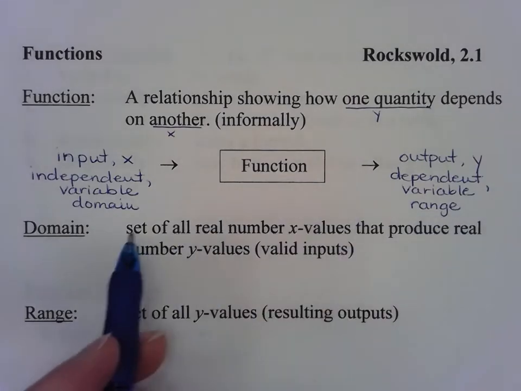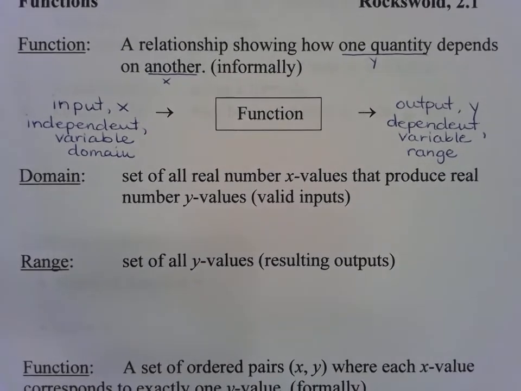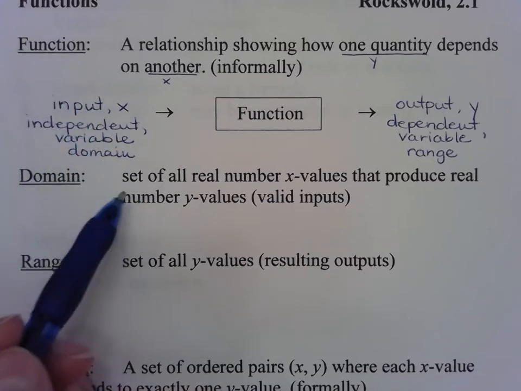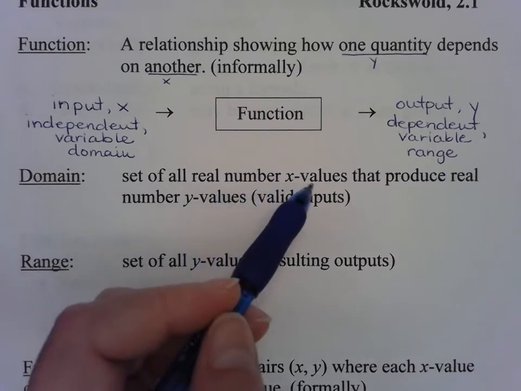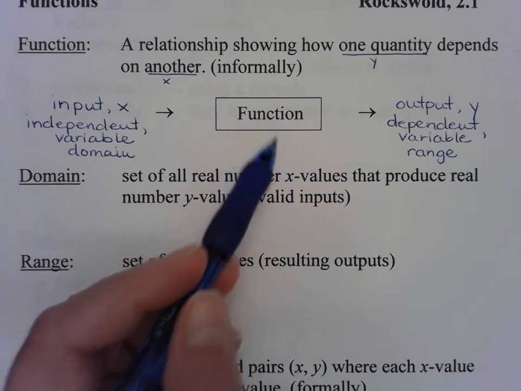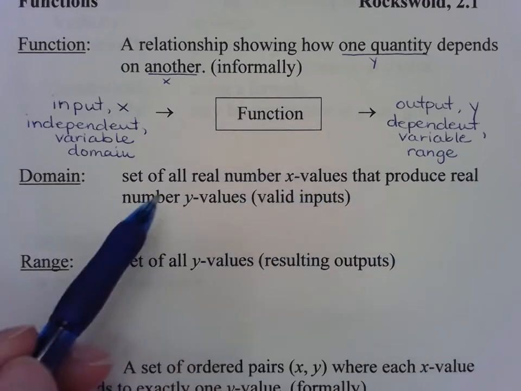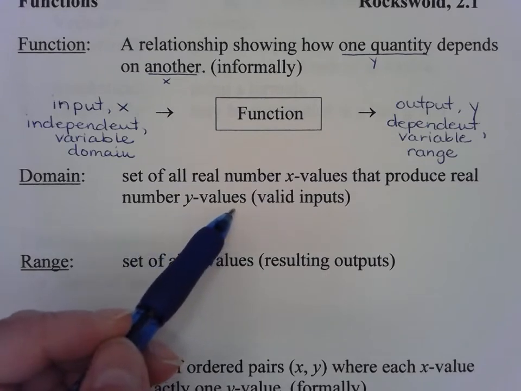So you may see a lot of these words sprinkled throughout this chapter. I always like to write a little bit more specific definition for the domain and range. So the domain is the set of all the X's, but it's a little bit more specific than that. So it's the set of all real number X values. So I take a real number, I put it into this relationship. It's a number that produces a real number Y value.